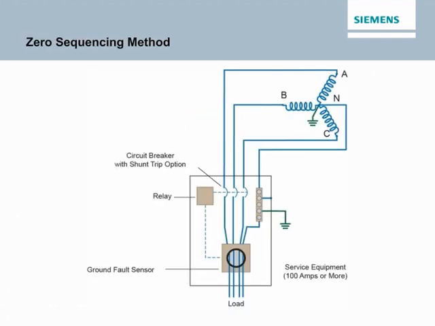Another way a ground fault protector works is with a sensor installed around all the circuit conductors, including the neutral on 4-wire systems. This is referred to as the zero sequencing method. When there is no ground fault, the sum of all the currents detected by the sensor is zero. When a ground fault occurs, it causes a current imbalance that is sensed by the protection equipment. When the fault current reaches the threshold setting, a shunt trip opens the circuit breaker.